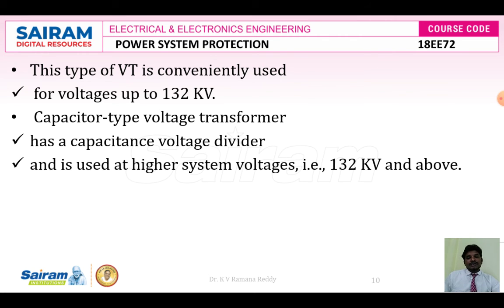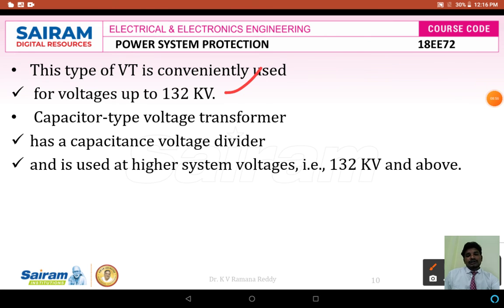This type of voltage transformer is used to step down any primary voltage to a constant secondary voltage like 110 volts, line to line. This kind of voltage transformer we can use in lines up to the 132 kV transmission line.